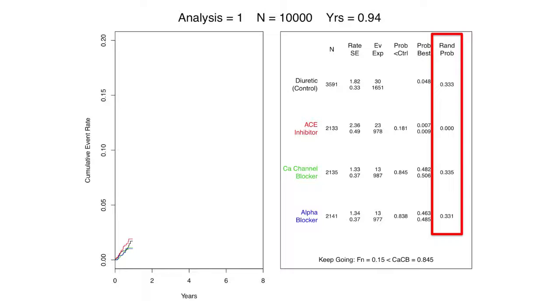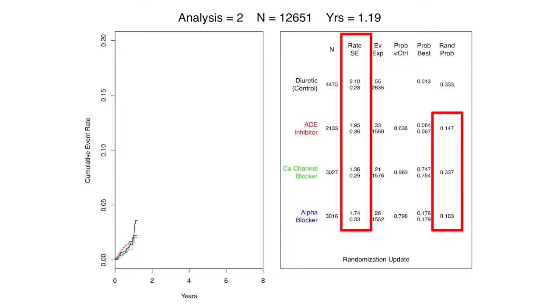The randomization rate for diuretics is fixed at 33%. It changes to 0 for ACE inhibitors because those patients are doing so much worse than the other arms. And the remaining probability is about equally split between calcium channel blockers and alpha blockers, since those two arms are performing equally. Importantly, the ACE inhibitor arm is not terminated, and patients who were randomized to ACE inhibitors don't have their treatments changed. We're just not going to randomize any more patients to ACE inhibitors and instead let the data mature. Now, about 3 months and 2,600 patients later, we perform our next interim analysis.